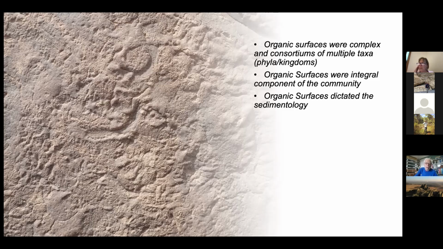We think they were consortiums of multiple taxa, different kingdoms, phylum. They're eukaryotes, prokaryotes. There's certainly, when you dig down in these mats and look at the surfaces, many different things that are components of the various mat communities. And as I said, on a single bed, you see very different mats. And finally, the organic surfaces dictated the sedimentology, which has really interesting potential for looking at relative timing and how we can evaluate storms.